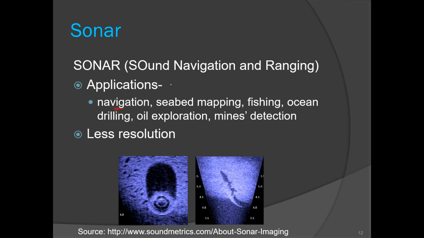And when we capture an image using a sonar system, those images are known as sonar images, and usually they have very low resolution. Okay, that's why we rarely use sonar systems for capturing images. These are a few examples of sonar images. As you can see, they have very low resolution, and objects are barely visible in these images. So here you can see an old tire on the seabed, and this is the image of a crocodile.